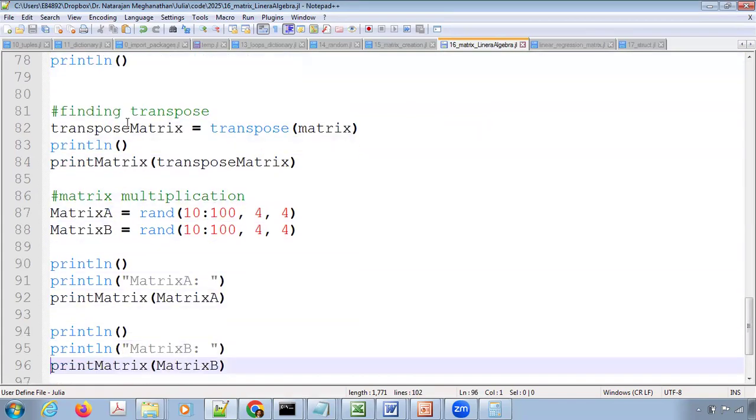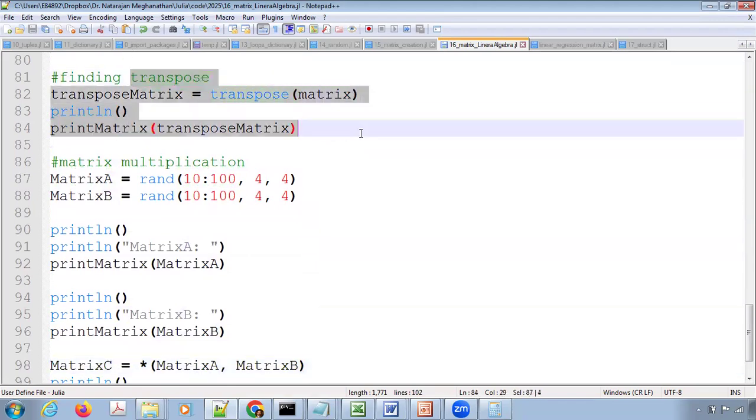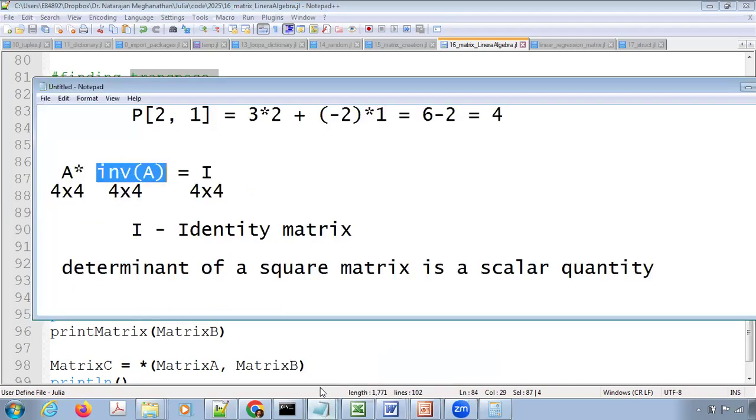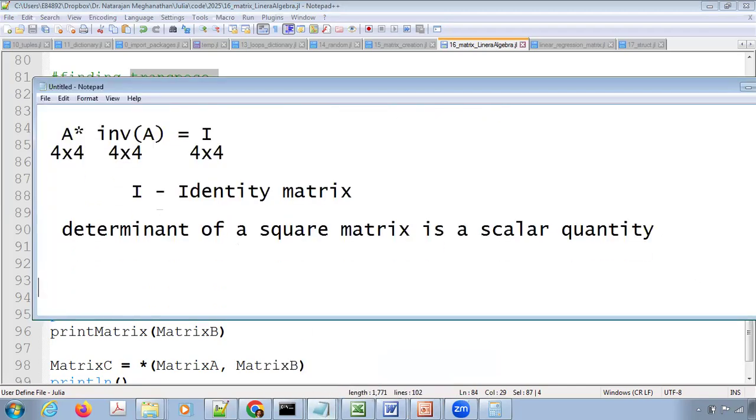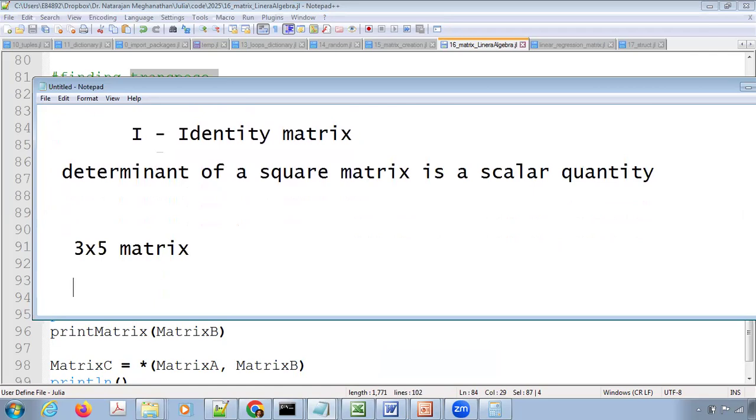Now what I am showing is we can also find something called the transpose of a matrix. The transpose of a matrix is going to be like this: the rows written as columns and vice versa. The transpose can be found for any matrix, not just square matrices, of any dimension. Let's say we have a 3 by 5 matrix, with 3 rows and 5 columns. Something like this.